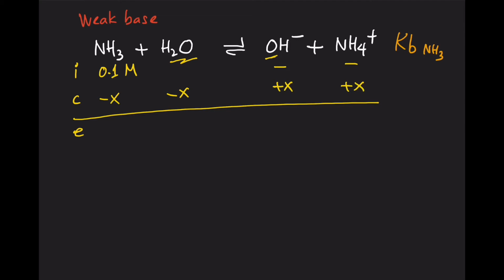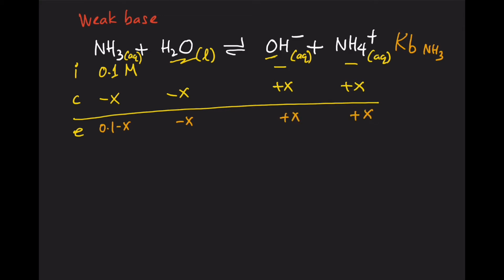Now, in this case, we need to write down the phase because H2O is liquid. Therefore, we do not include it in our mathematical expression for the equilibrium constant. So, at the equilibrium, we will then have 0.1 minus X. This one is minus X. This one is plus X and plus X.